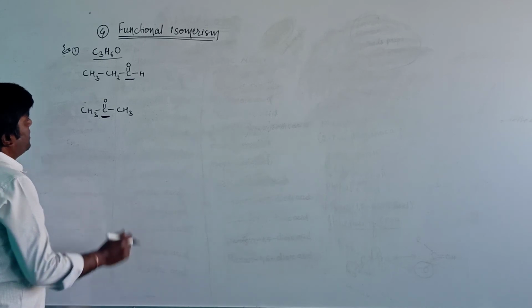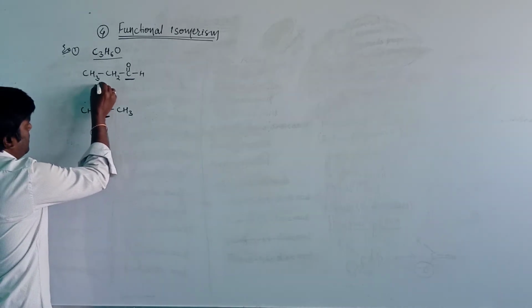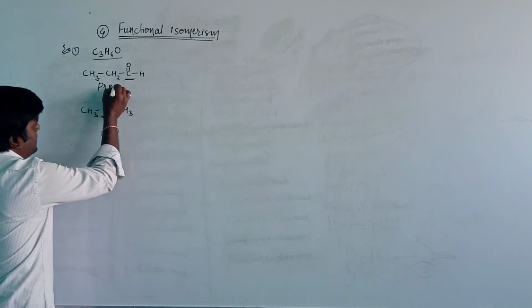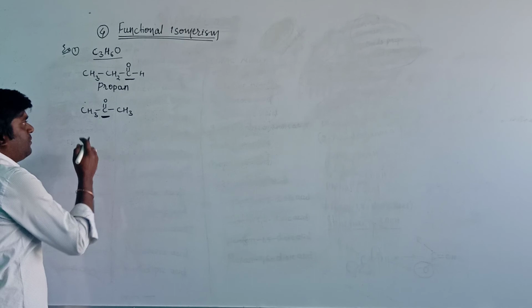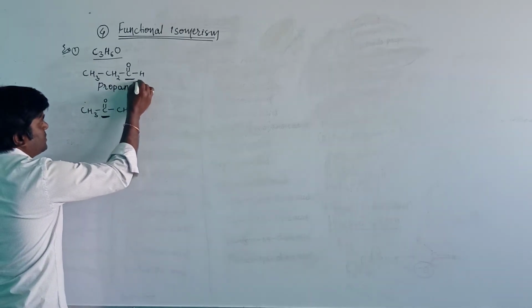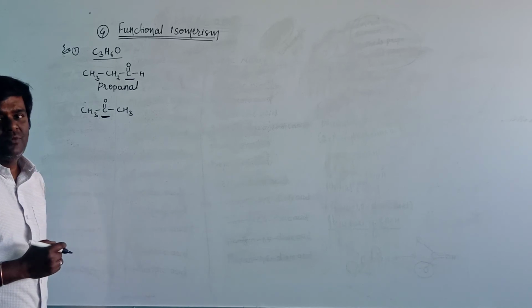Then start the numbering for this compound. Three carbon atoms are there, so the root word is prop. It is saturated, and it contains the functional group aldehyde, therefore it is known as propanal. Propanal is the IUPAC name for this compound.